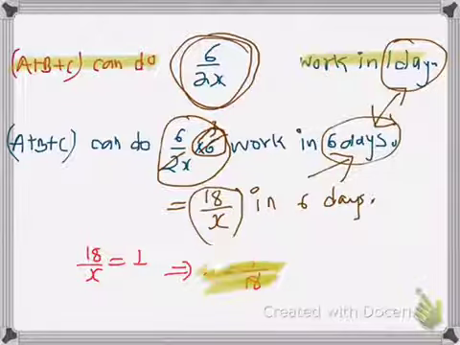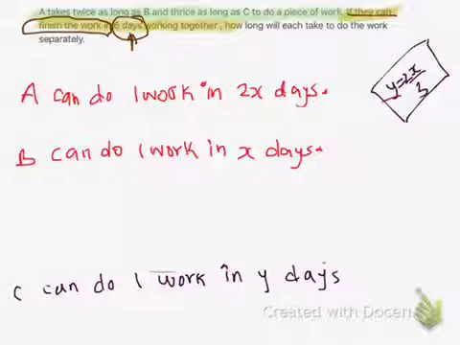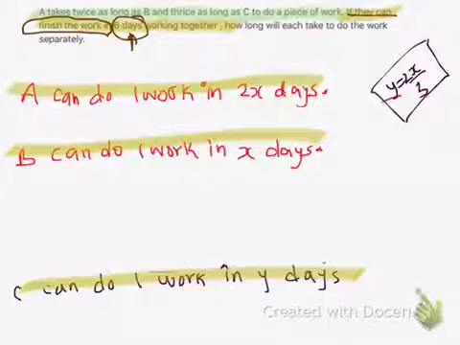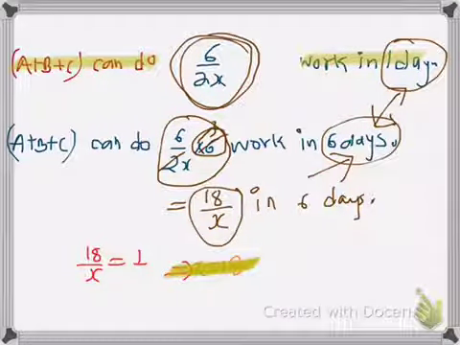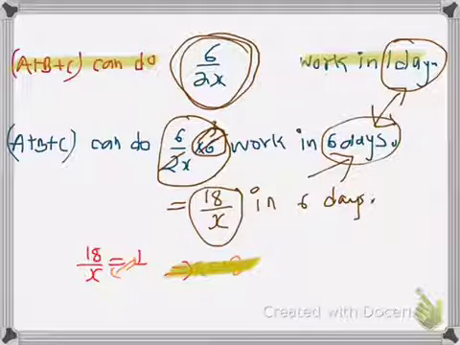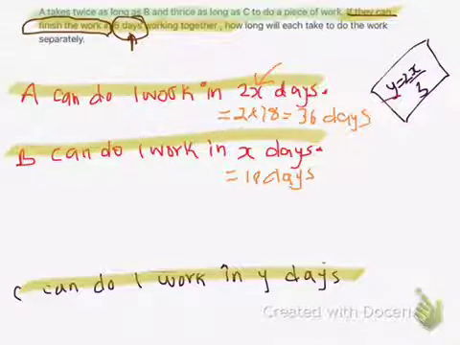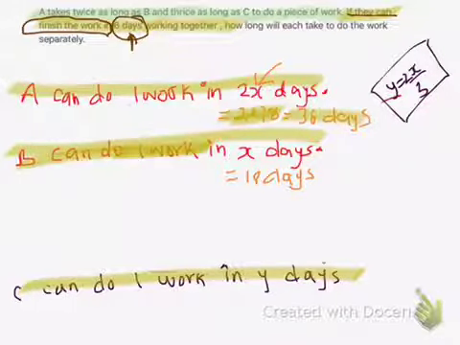So on substituting the value of x equals 1 by 18 in this part, these are the information from the question. When we substitute the value of x in this 2x, we get 2 times 1 by 18. Sorry, it's not 1 by 18. X equals 18 when we cross multiply it. So when we substitute the value of x to be 18, we get A can do one work in 2x, which is 2 times x, and x is 18 here. So 2 times 18 gives 36 days. So A can do one work in 36 days. Similarly, B can do one work in x days, which is 18 days.